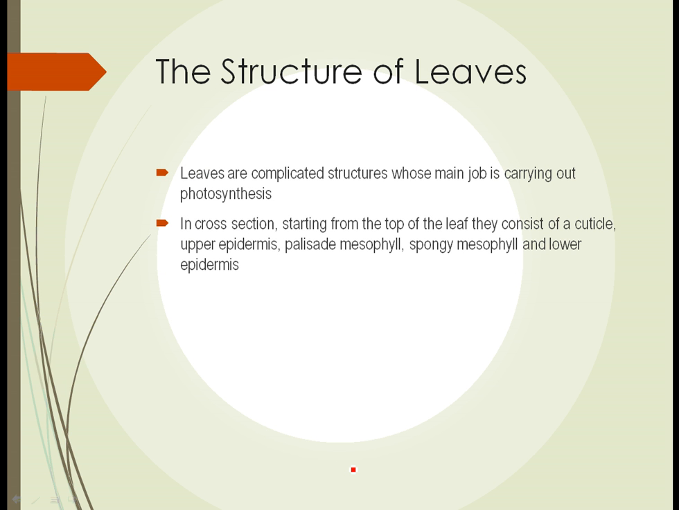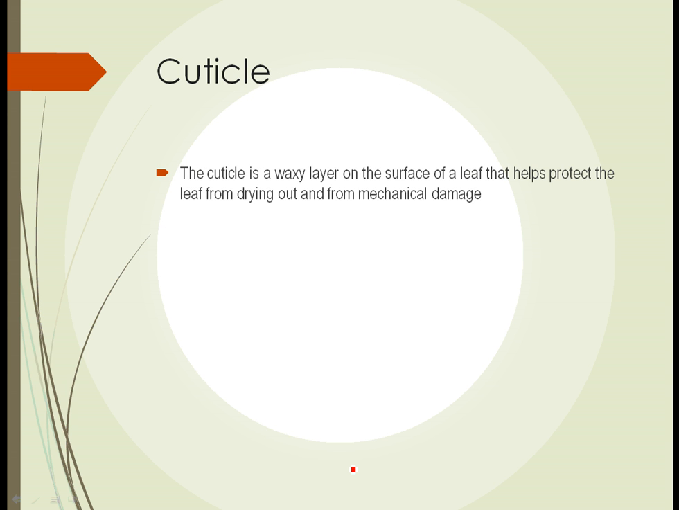Now we'll look at the structure of leaves. Leaves in a plant are quite complicated structures. Their main job is carrying out photosynthesis, so to create food and energy for the plant. In a cross section, starting from the top of a leaf, they consist of cuticle, upper epidermis, palisade mesophyll, spongy mesophyll, and lower epidermis. We'll look at a diagram in a moment.